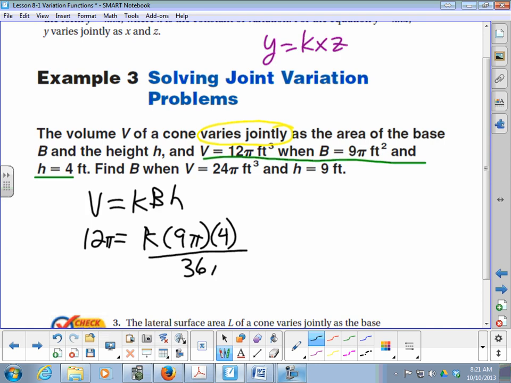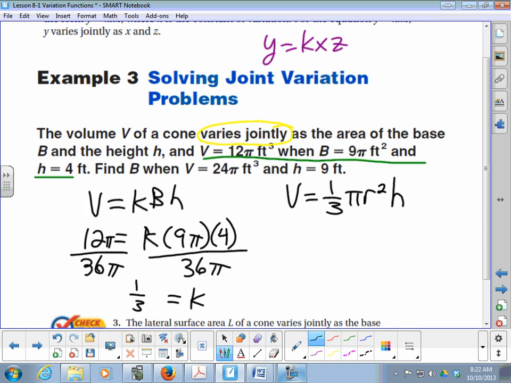So make sure when you find that you don't put a unit with it. So we're going to divide here by 36 pi, because 9 times 4 is 36. Now, there's no reason to use that pi key on your calculator. It's just like if we had an x here. If this had 12x over 36x, the x's would just cancel. So the same thing is the pi's cancel, and so I get k is equal to 1/3. So the volume of a cone is equal to 1/3 pi r squared h.